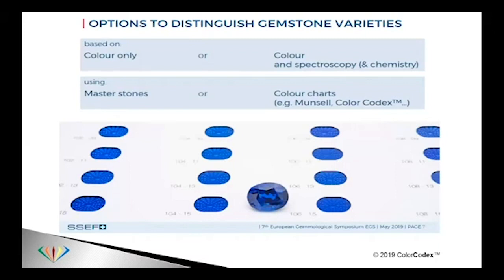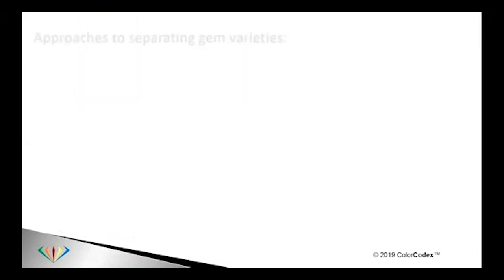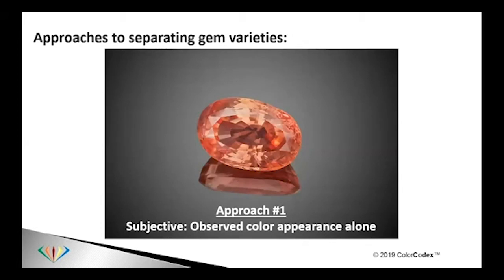Michael's showing here a sapphire, for which he uses the ColorCodex to show the range of color for his royal blue. But here I want to break these down a little bit and show the applications with the ColorCodex system. The first is just based on color appearance alone.